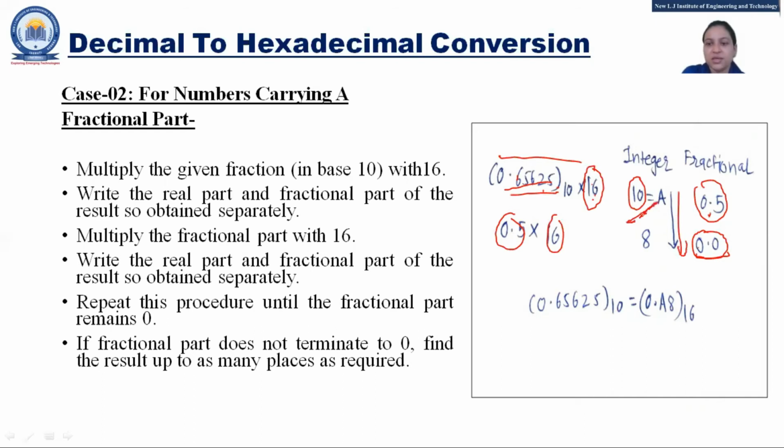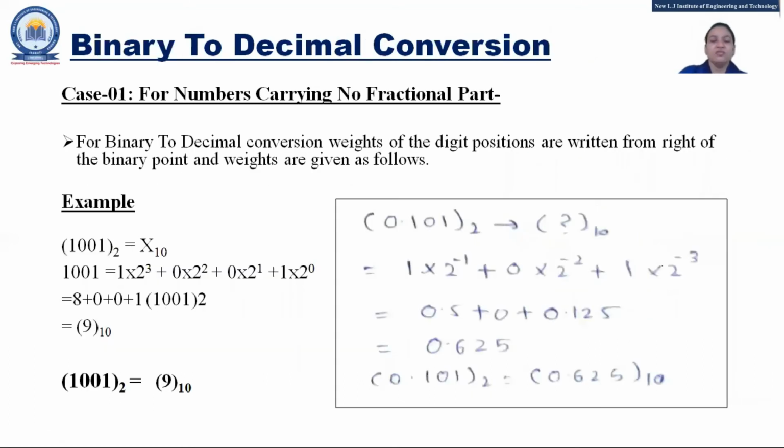Here the 10 is an integer, but we have to write hexadecimal 10 as A. So here our answer is 0.A in the hexadecimal. So here now we can convert any decimal fraction number into hexadecimal fraction equivalent. Now we have seen all the conversions from decimal.